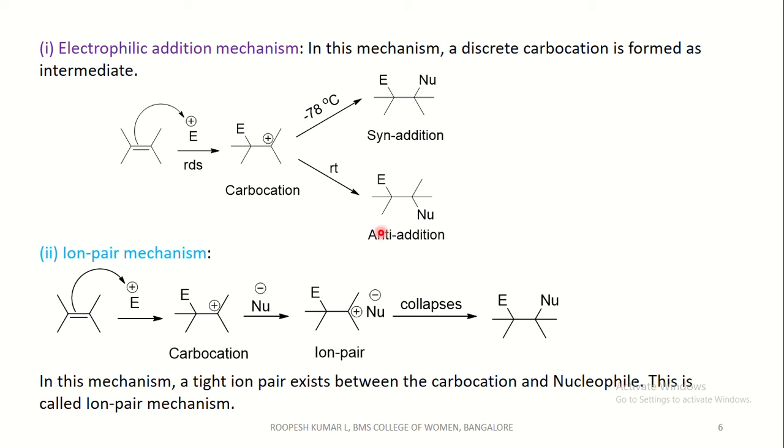Coming to the ion pair mechanism, a double bond attacks the electrophile with subsequent formation of a carbocation, which then reacts with the nucleophile, forming an ion pair. This ion pair collapses to form the corresponding product. That is a syn addition. In this mechanism, a tight ion pair exists between the carbocation and the nucleophile. As I said, you can see a tight ion pair exists between a carbocation and a nucleophile. This is called the ion pair mechanism.